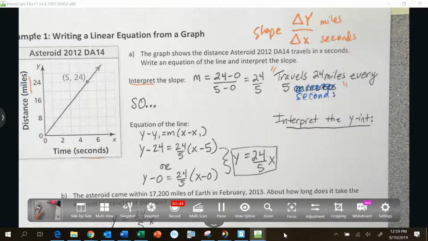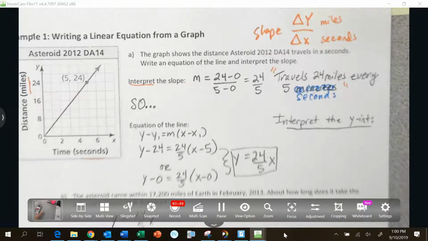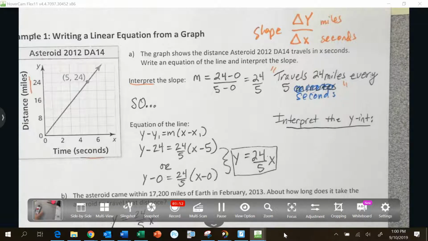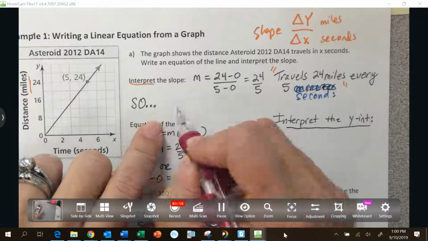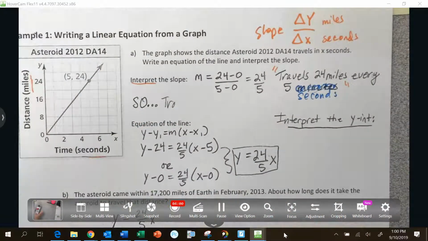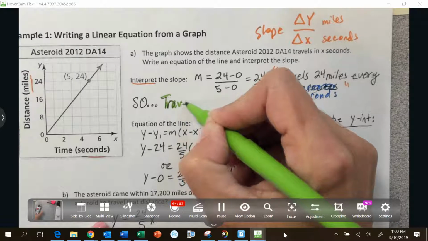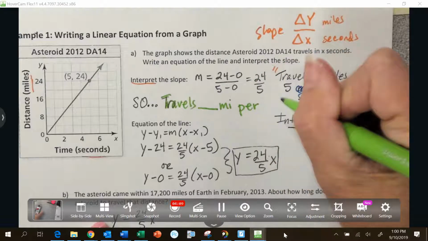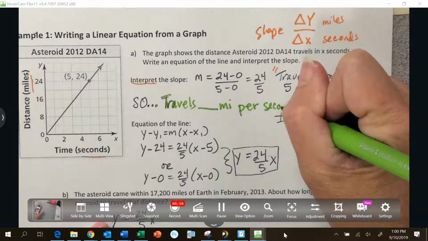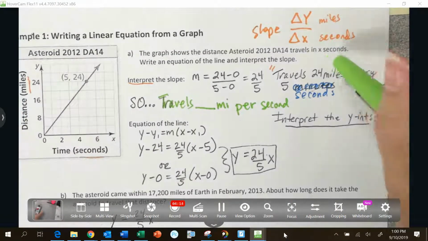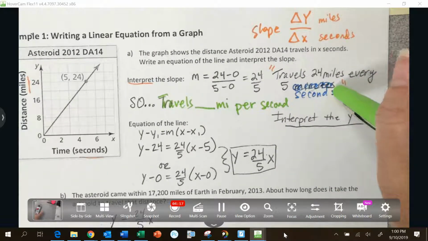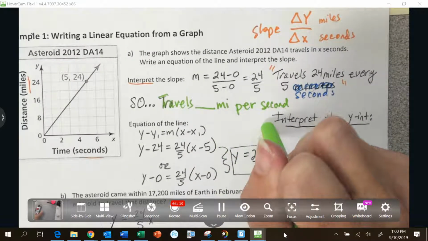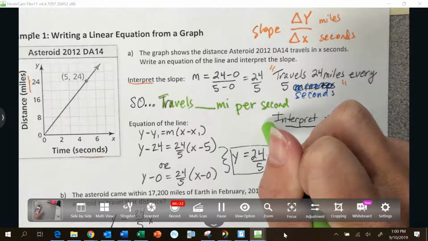What we're going to do is interpret that slope, but we're not going to talk about it as every 5 seconds. We're going to talk about it per second. So when we interpret that slope, we're going to reduce it or divide it. So it travels how many miles per second? That's what we're going to interpret our slope to be. How could I take 24 miles every 5 seconds and turn that into the number of miles per second? How can I do that?